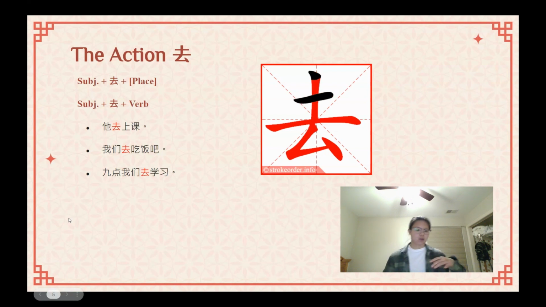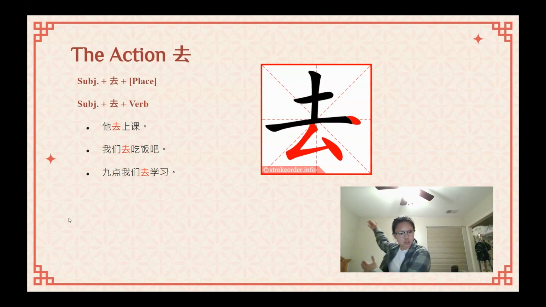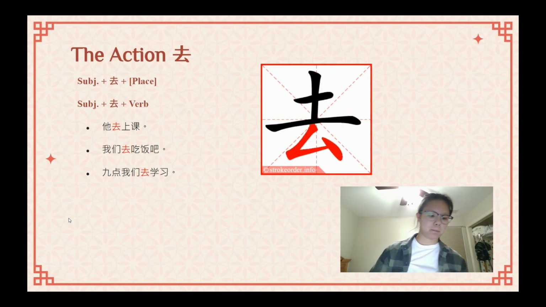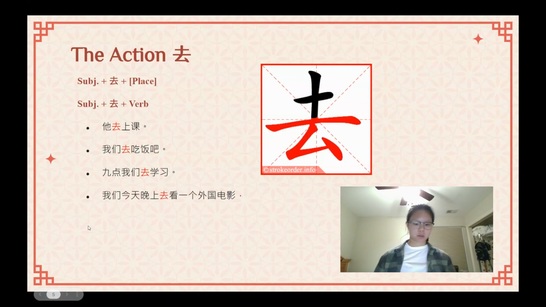And then third point, 9点我们去学习. So at 9 o'clock, 我们 going to study 学习. We're gonna go study. So 我们去学习 at 9 o'clock. And then this one is a little bit longer. Don't be discouraged. It's still following. We can still see the word or sentence structure that we previewed in the last slide.